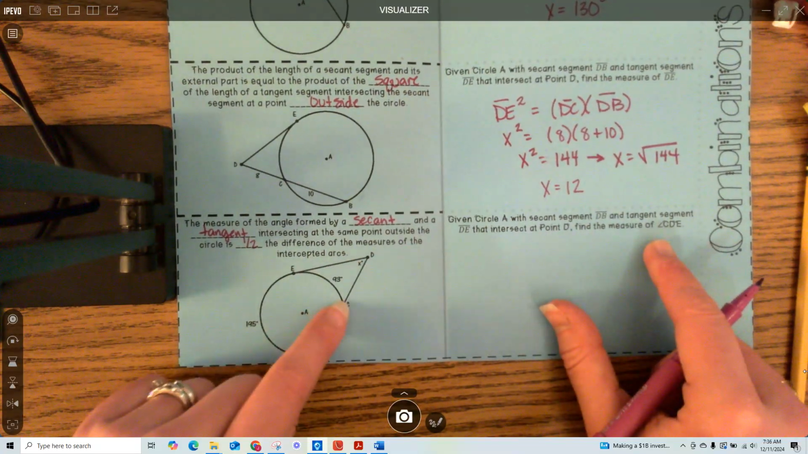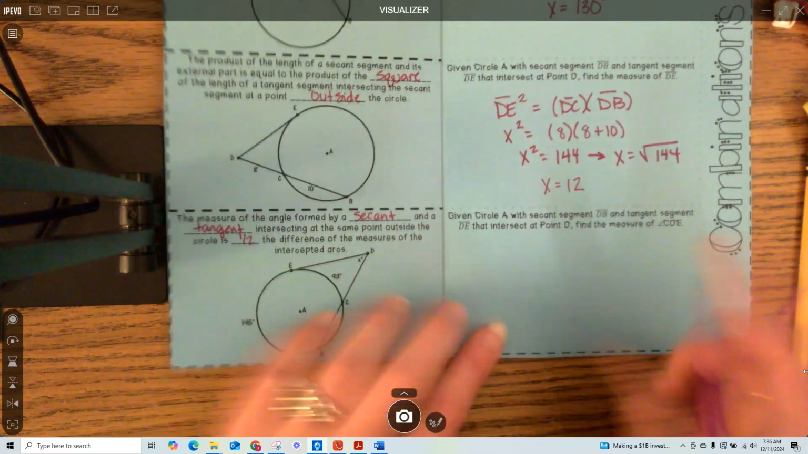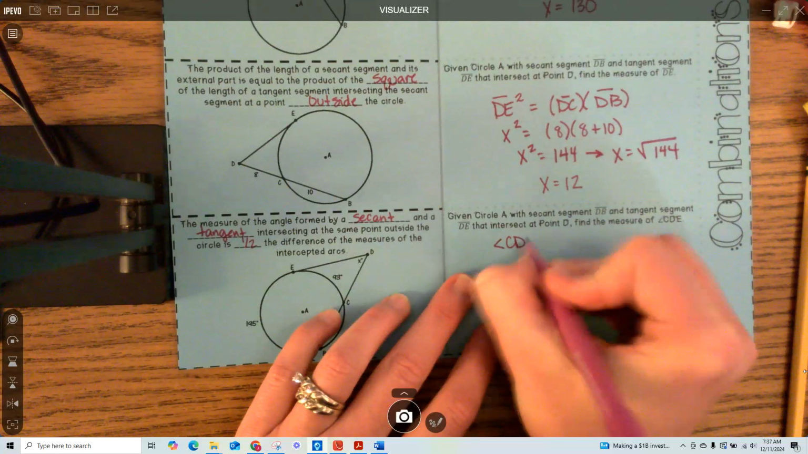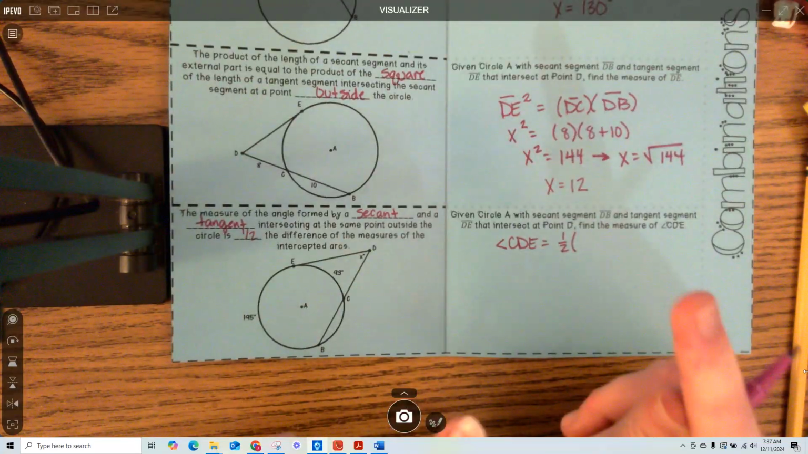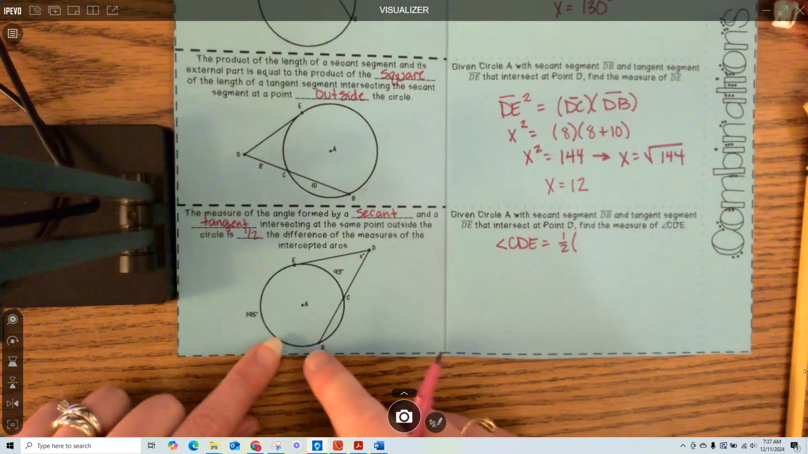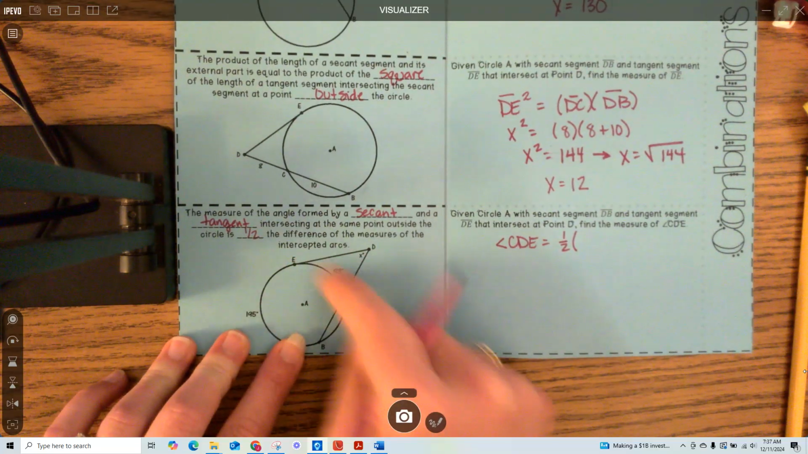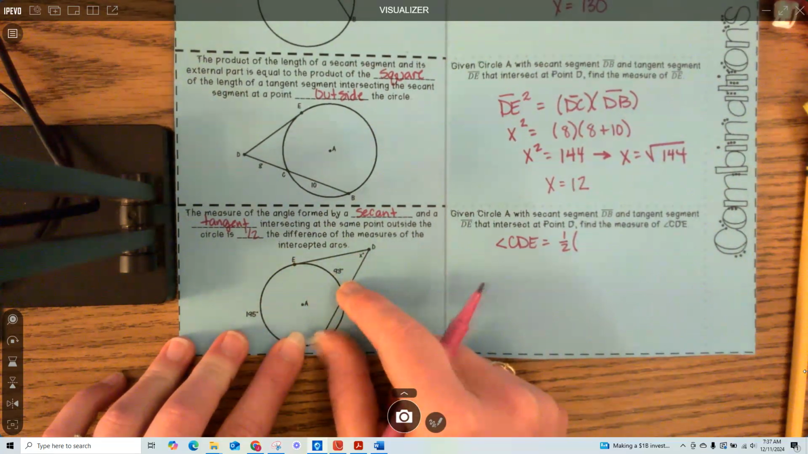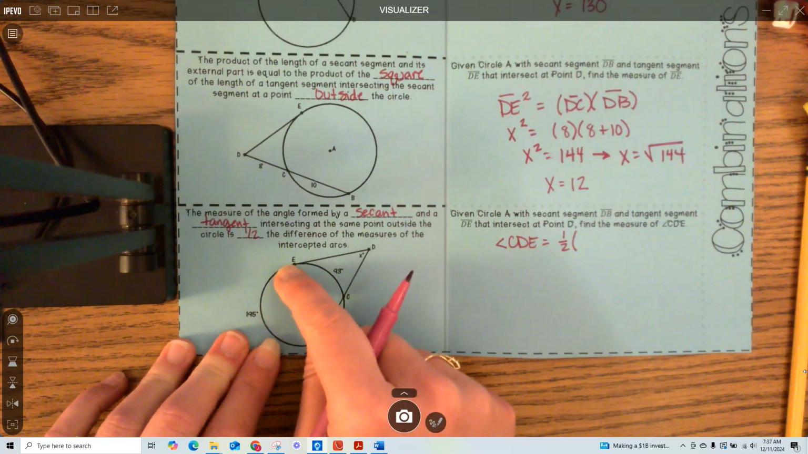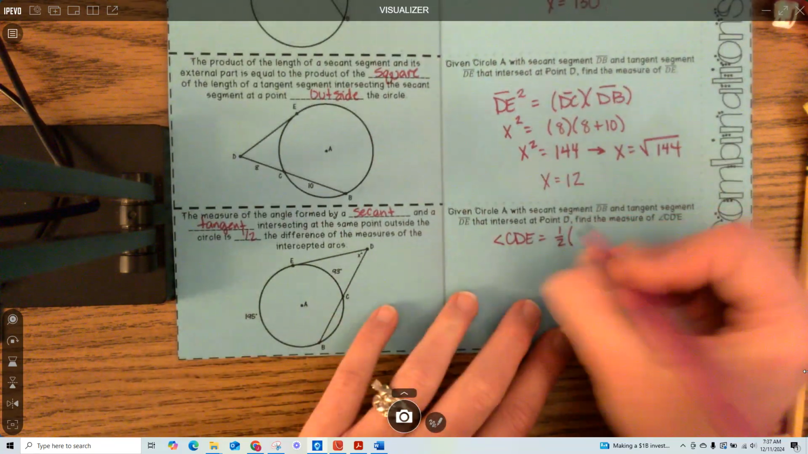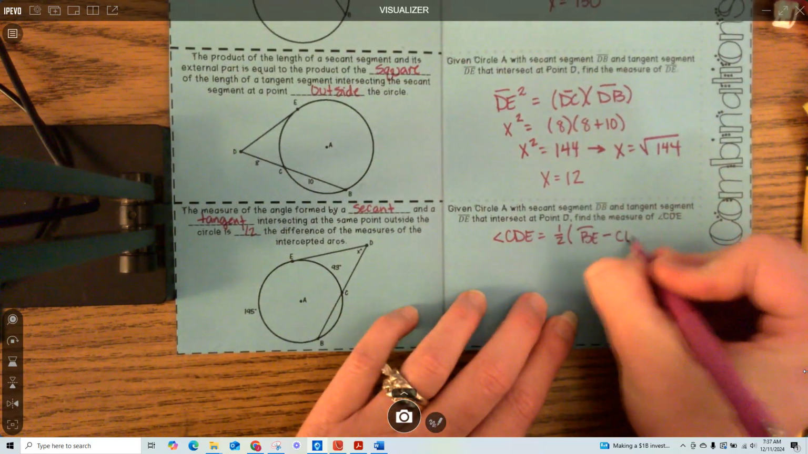Find the measure of CDE. That's where the little X is. So the measure of that angle, what we're looking for, angle CDE, is equal to half the difference between the intercepted arcs. So our arcs are BE and CE. So you notice we're missing a piece here because we don't intersect, okay? So bigger one goes first. So BE minus CE.